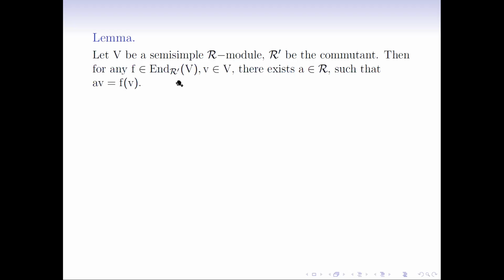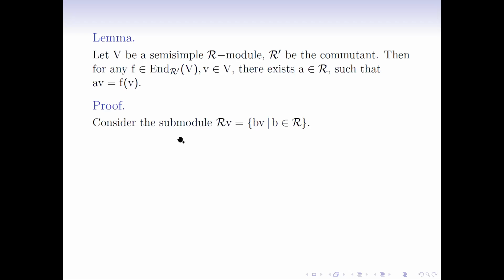But the question is whether it's the same. And now we'll prove that under certain conditions, it must be the same. If F is some endomorphism commuting with the action of the commutant, and V some particular vector, then F applied to V is A applied to V for some element A from R.